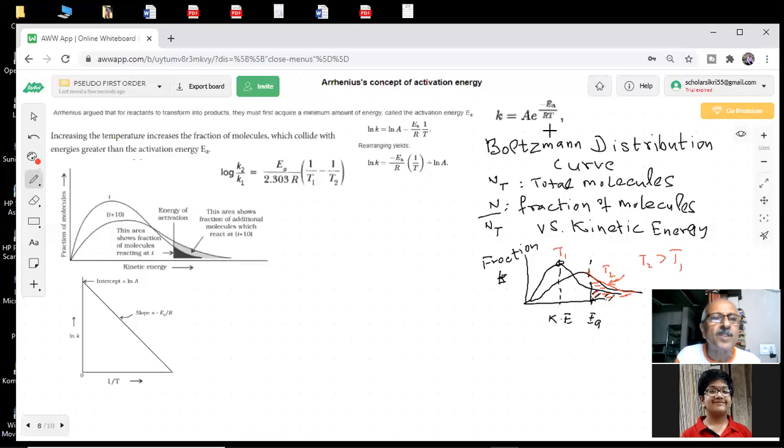This is a graph which is shown here. This is the fraction of the molecules. This is the first graph which I have shown, and this dark line is the fraction of the molecules. When I increase the temperature by 10 degrees, this is the temperature T, you see T here.